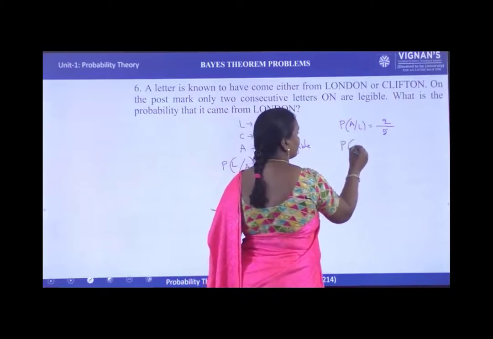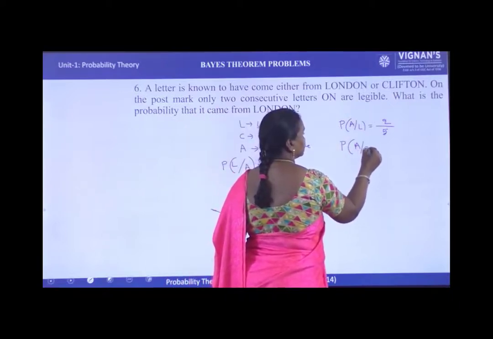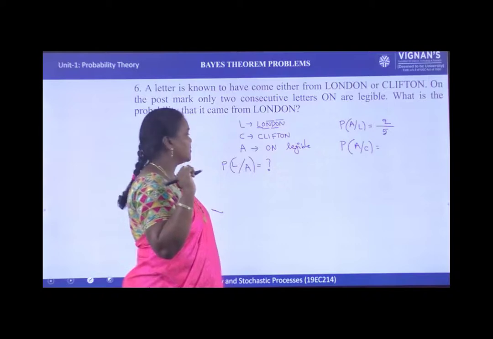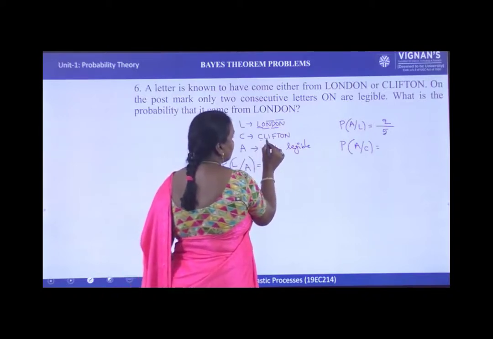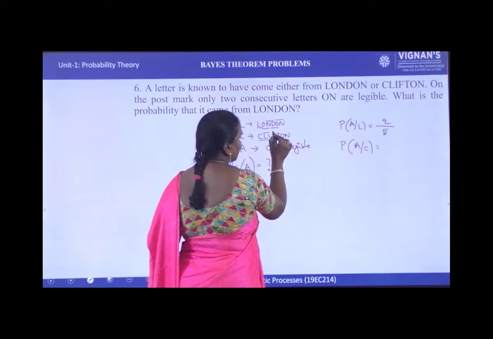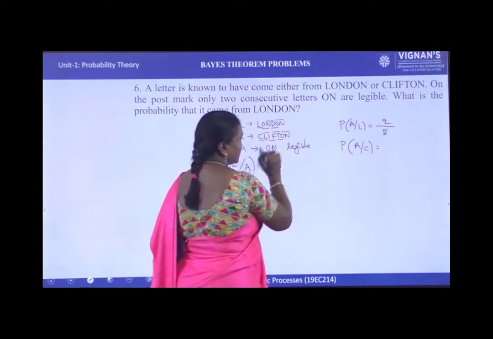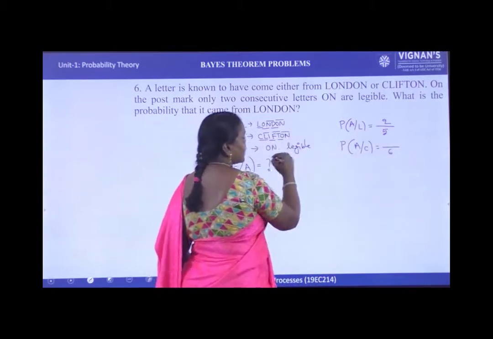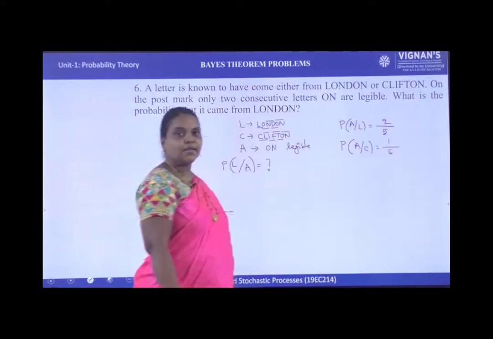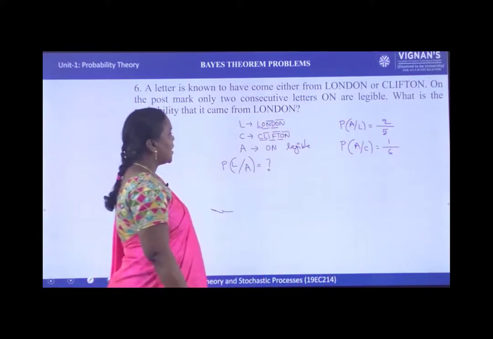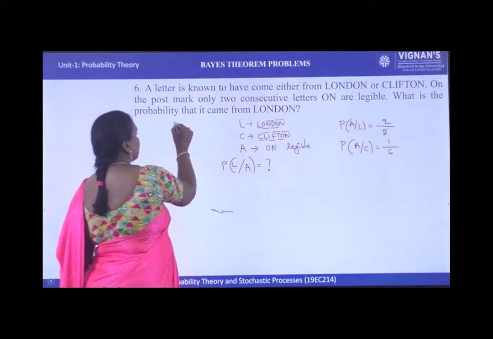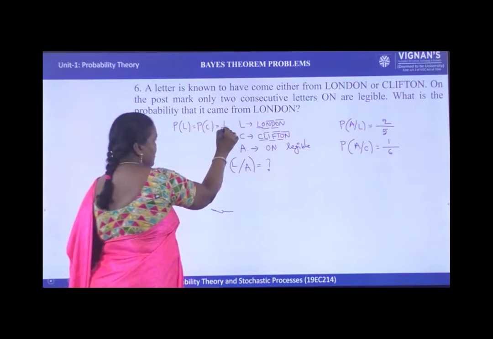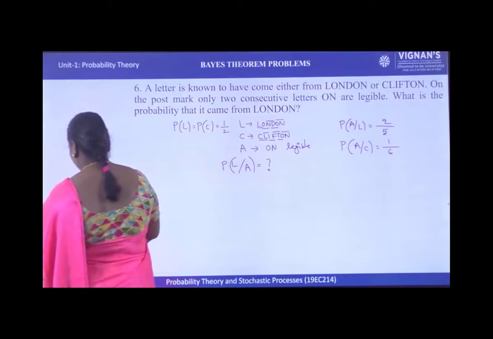Similarly, P of A by C, that is, what is the probability of legibility of ON in Clifton? CL 1, LI 2, IF 3, FT 4, TO 5, ON 6. Out of these 6 consecutive pairs, how many ONs are there? Only 1. Right? And what is the probability that it is from London or from Clifton? They didn't give it, so we have to take equal probability. Okay, now let us find.